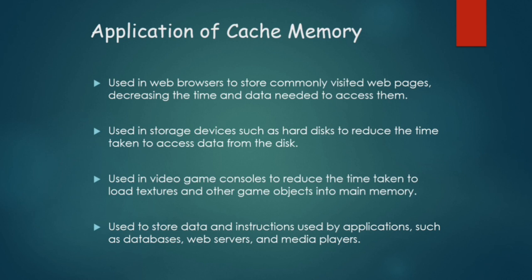Fourth point is cache memory is used to store data and instructions used by applications such as databases, web servers, and media players. The fifth and last point is that overall, cache memory is an important component of the computer system that helps improve the performance of applications, reduce latency, and reduce power consumption.